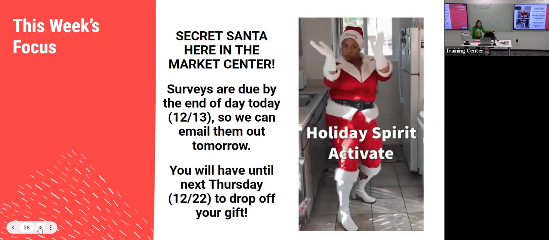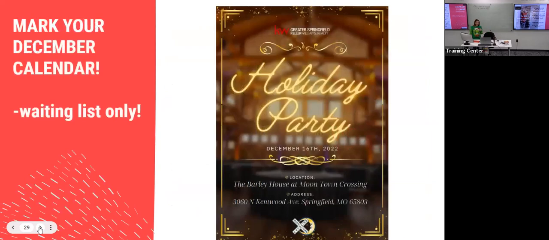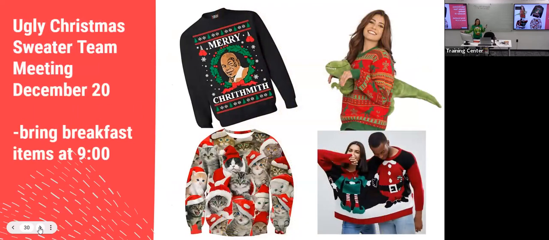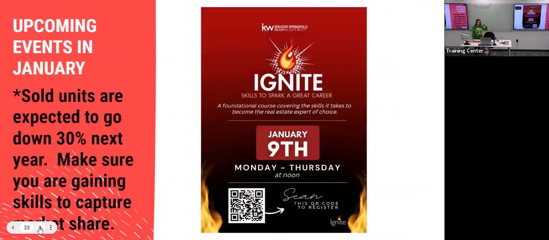And then you'll have until next Thursday to drop off your gift. All right, holiday party, we've discussed that already. Ugly sweater team meeting. I would love to have any one of these. So if you know where any of these sweaters live in the world, please send me that direction, especially the Mike Tyson. That's my favorite. Breakfast items at 9 a.m. All right, 201 Club. Again, we've already hit on that.